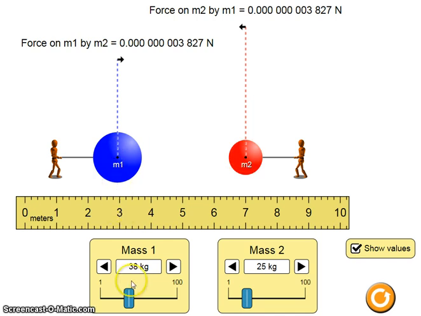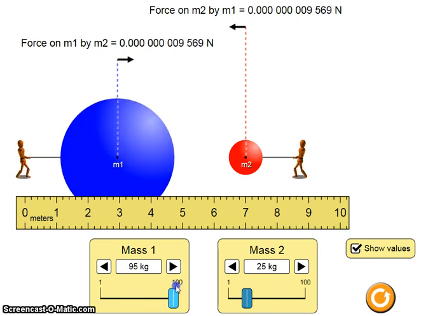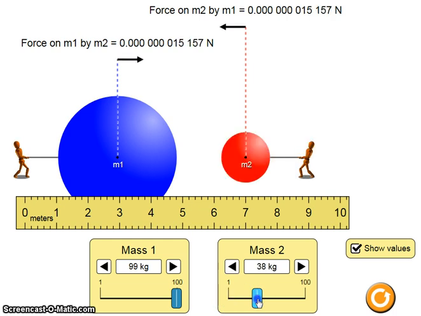Now you'll notice that as I increase the masses, because the masses are in the numerator, the force is going to increase. But if I make this one smaller, the force is going to get smaller.